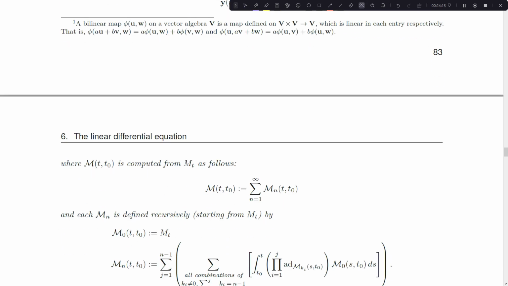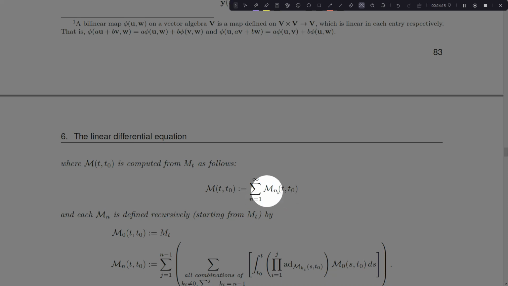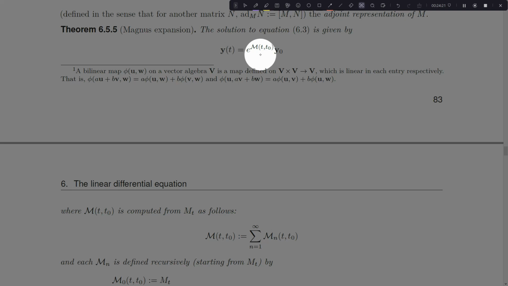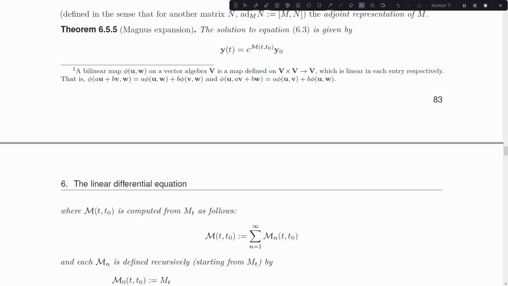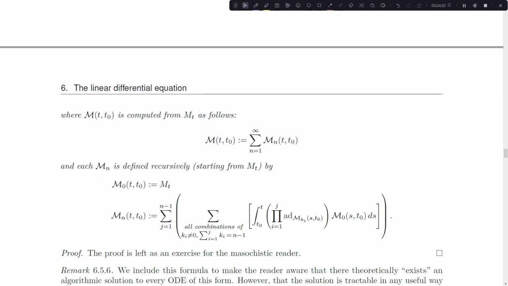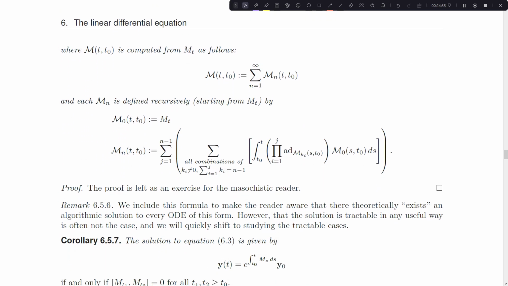Well, yeah, and even at the end of the day, this just gives us a matrix, right? So the infinite sum of these is itself a matrix, and then we calculate the matrix exponential of that on our initial condition to get the solution. So we are not going to use this theorem ever, but it's nice to see that it exists, since theoretically we could do something with it.